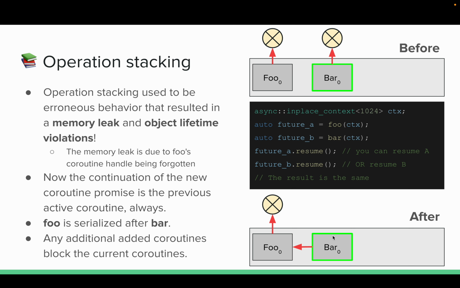All right, so now we have operation stacking. This was a huge bug that has been really annoying me and freaking me out for a while. But I'm pretty happy to say that I came to a solution for this. So operation stacking used to be erroneous behavior that resulted in a memory leak and object lifetime violations. I want to explain this word, erroneous behavior, before I move on.